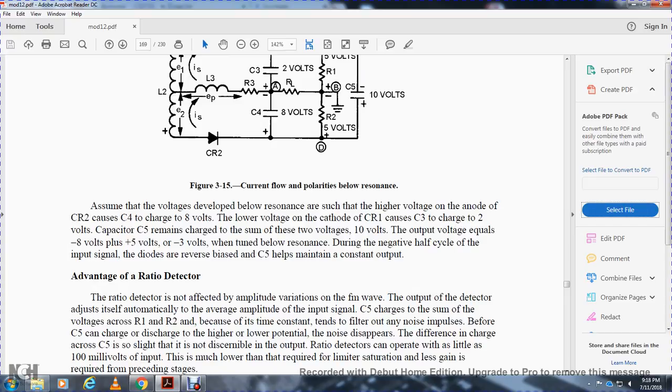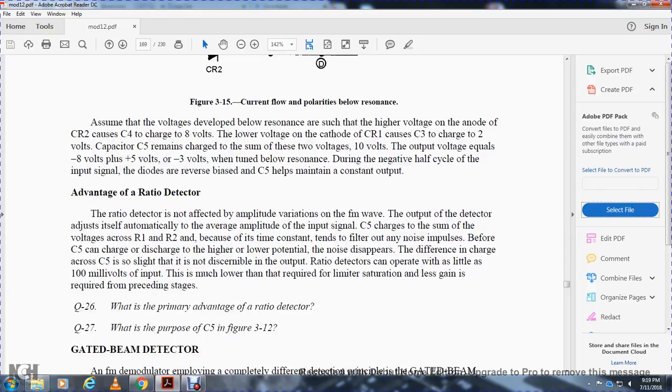Assuming the voltage developed below resonancy, the higher voltage at the anode of diode 2 charges capacitor 4 to 8 volts, and the lower voltage at the cathode of diode 1 charges capacitor 3 to 2 volts. Capacitor 5 remains charged to the sum of the two, 10 volts. The output voltage equals negative 8 volts plus 5 volts, or negative 3 volts, when tuned below resonance. During the negative half cycle of the input, the diodes are reverse biased, and capacitor 5 helps maintain the constant output.